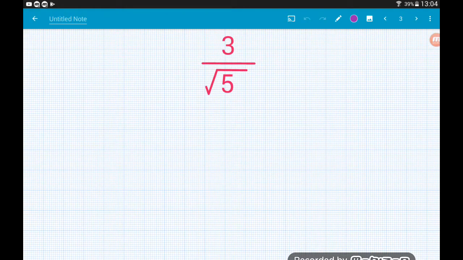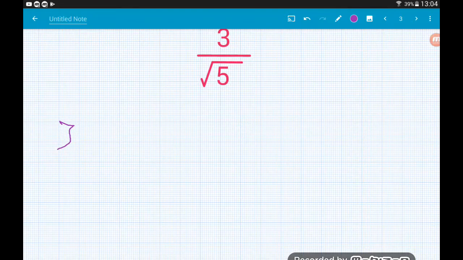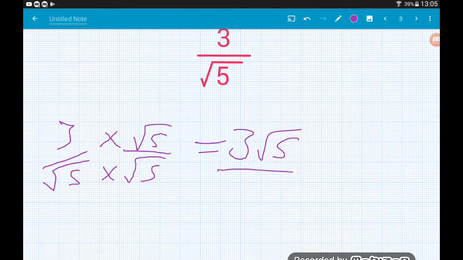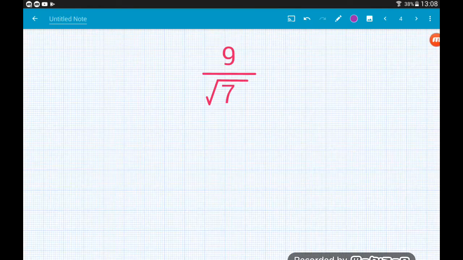Okay, 3 over root 5. This time we're going to need to multiply by root 5, and we have to do it top and bottom. We're always doing it on the top and on the bottom. Up on the top, 3 times root 5 will give us 3 root 5, and on the bottom, root 5 times root 5 will give us 5. So 3 over root 5 is equal to 3 root 5 over 5.